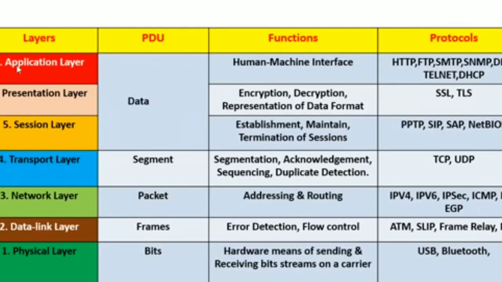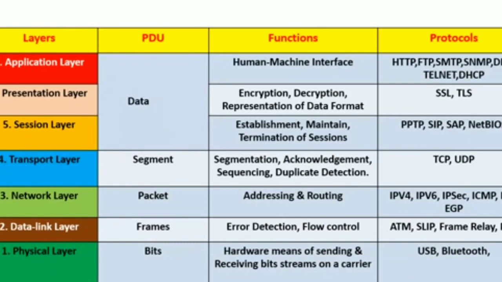Here we will start with the physical layer. The physical layer makes a connection between the user and the data link layer. The protocols used will be USB and Bluetooth. The functions of the physical layer will be sending and receiving bit streams on a carrier.